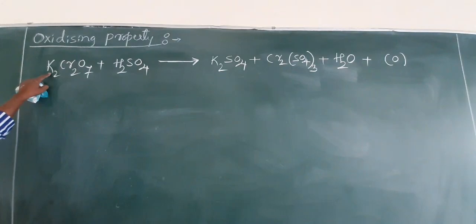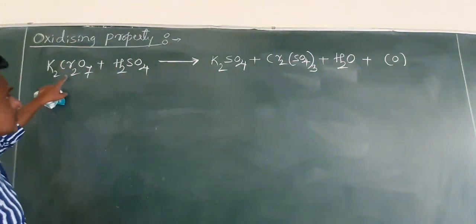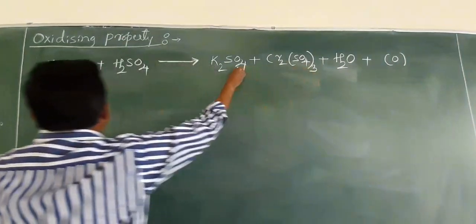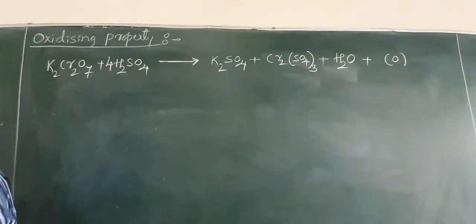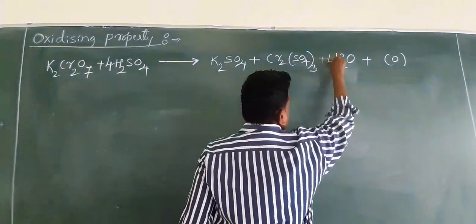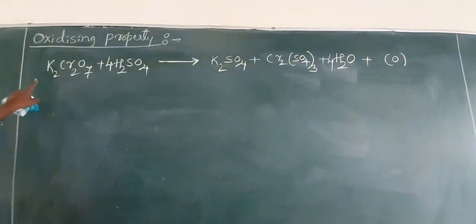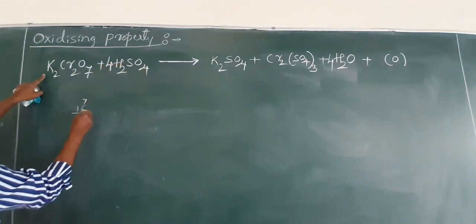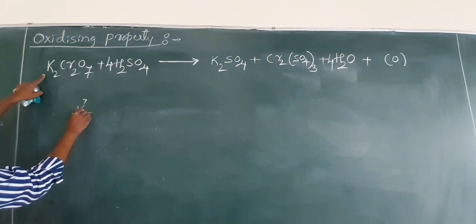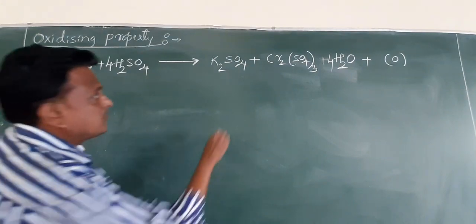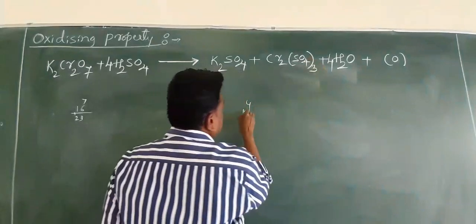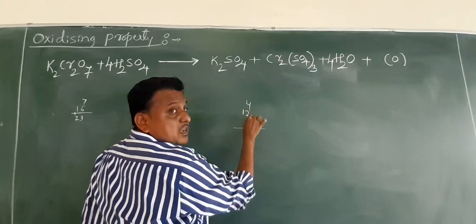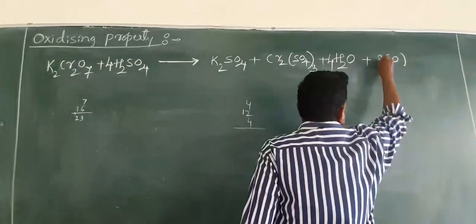Yes, 2 potassium, 2 chromium, and you have to keep the sulfate as 3 and 4. It requires 4 hydrogen, 4 times 2 is 8. Now think about the oxygen: 4 fours are 16, that makes 23. Here 4 threes are 12, so this becomes 4, 8, 10, 20, and this gives 3 nascent oxygen.